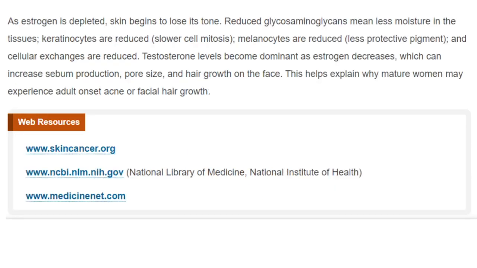As estrogen is depleted, skin begins to lose its tone. Reduced glycosaminoglycans mean less moisture in the tissues, keratinocytes are reduced, slower cell mitosis, melanocytes are reduced, less protective pigment, and cellular exchanges are reduced. Testosterone levels become dominant as estrogen decreases, which can increase sebum production, pore size, and hair growth on the face. This helps explain why mature women may experience adult-onset acne or facial hair growth.